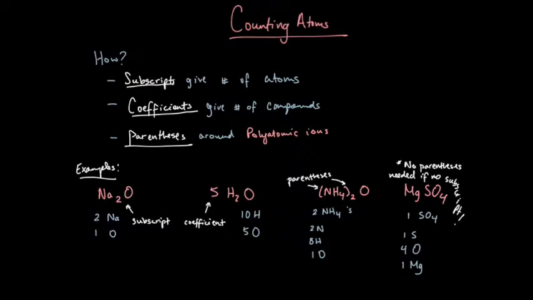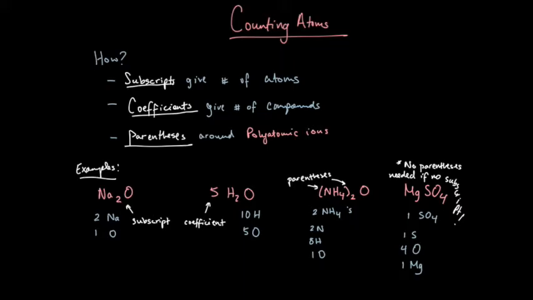Now the next one, (NH4)2O, shows parentheses around the NH4. NH4 is our polyatomic ion, and that subscript 2 tells us there are 2 NH4s. As a result, we get 2 nitrogens, 8 hydrogens, and 1 oxygen.